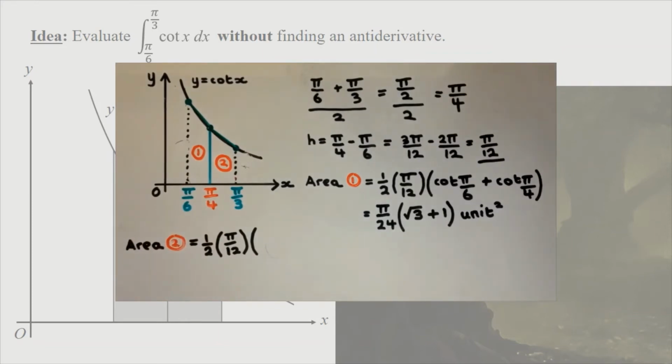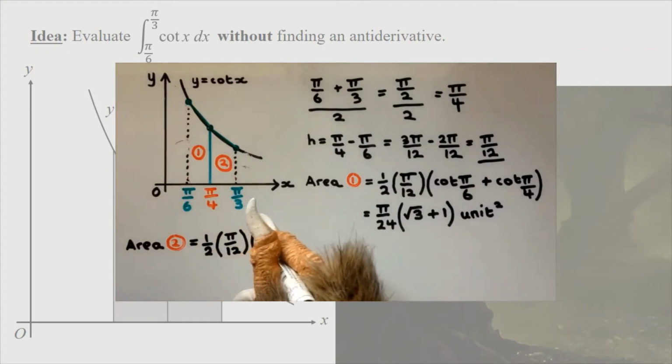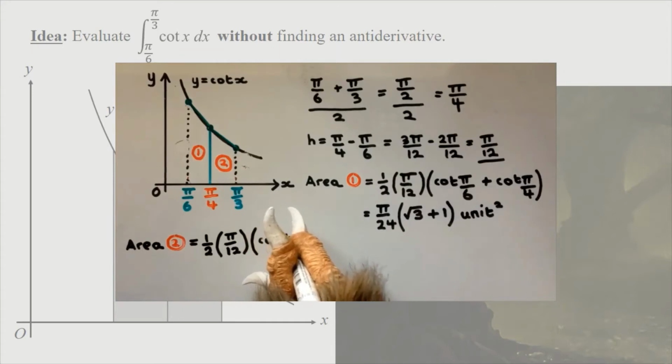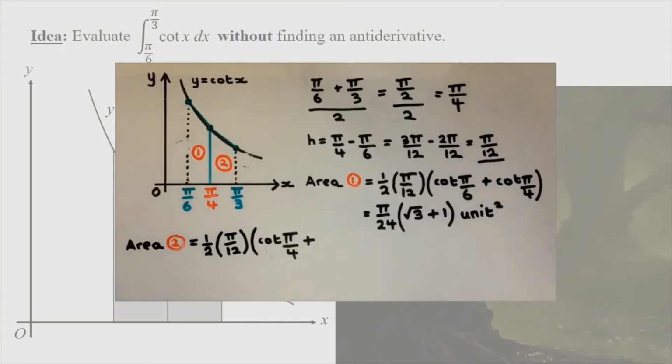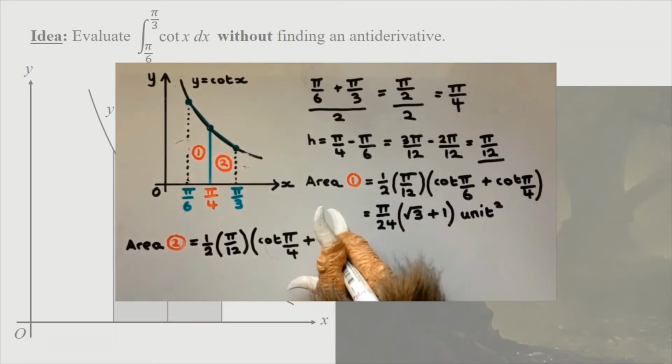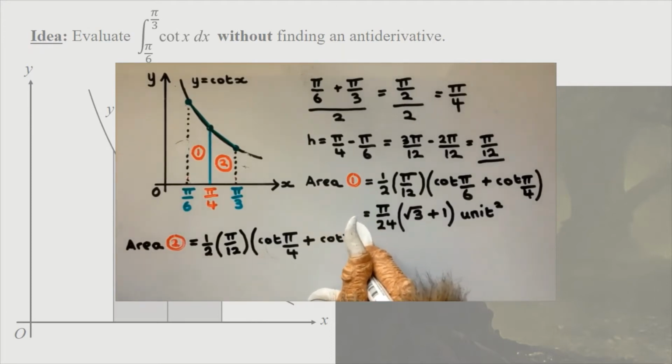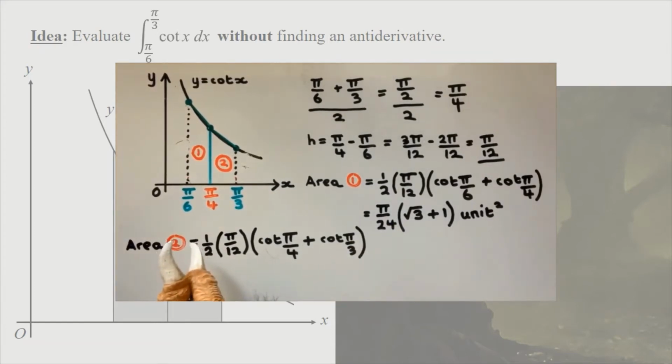I'll write in cot of pi over 4 because this is for your notes, of course, and you want to see all the working out. So this is cot of pi over 4. Again. And then we're going to add cot of pi over 3 for b. And we close that. Alright, so a little bit more working now. So this is going to equal, again, pi over 24.